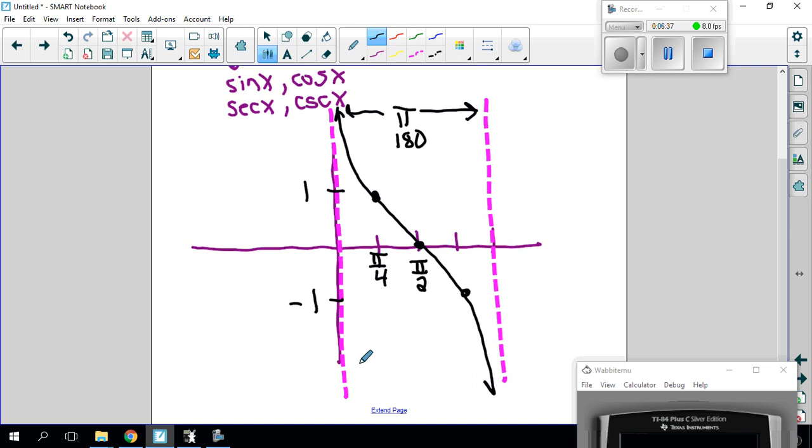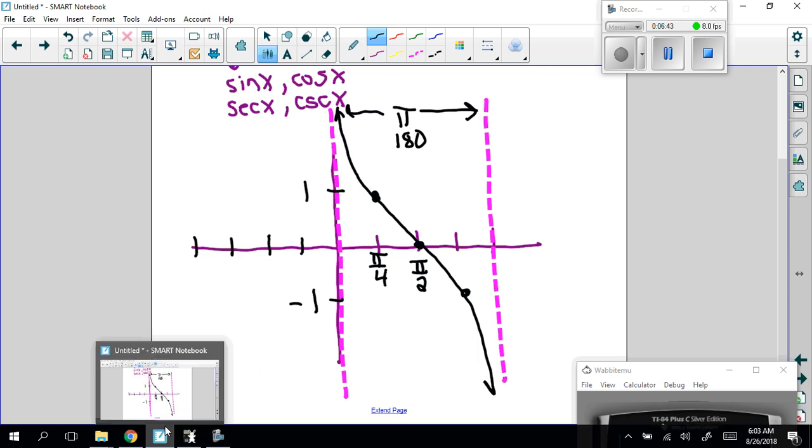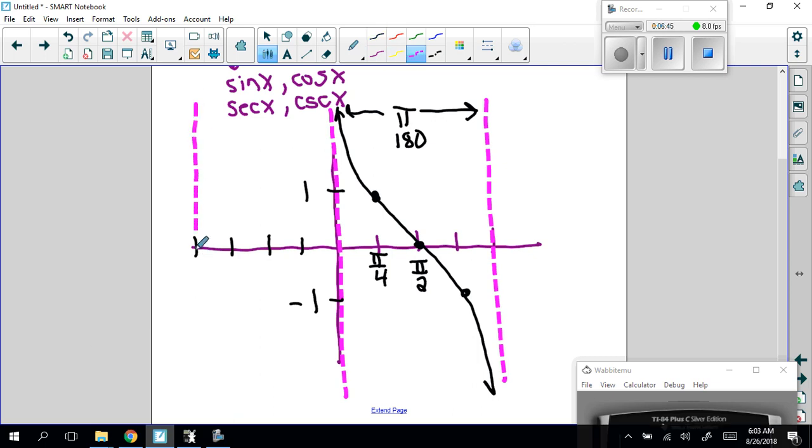Now, see how this graph repeats every pi? I'm going to go back 2, 3, 4. See, I can throw another one in. The thing goes forever. We could do this all day, actually. Anyway, this distance is pi.